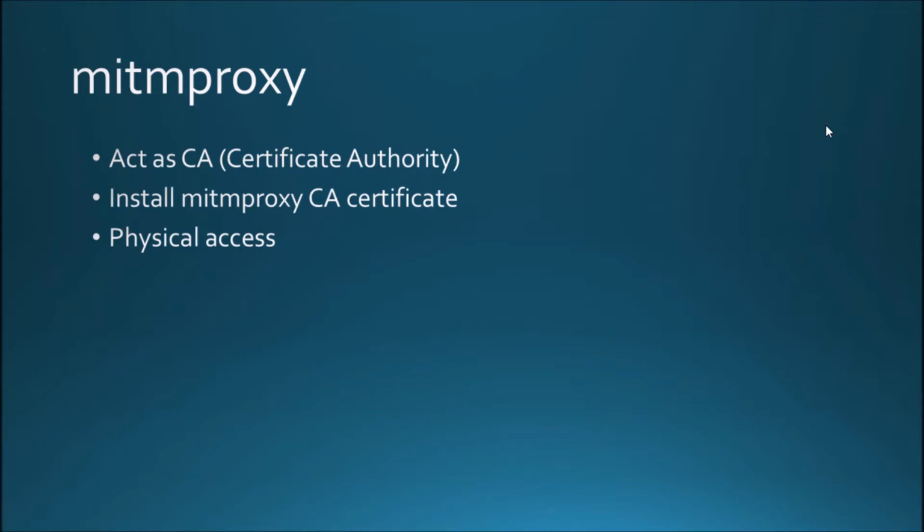Before the client will trust MITM proxy as a certificate authority, the attacker will have to install the MITM proxy CA certificate on the phone. This means an attacker would need physical access to the phone for this to work, and we can all see that this is not an ideal situation for hacking.